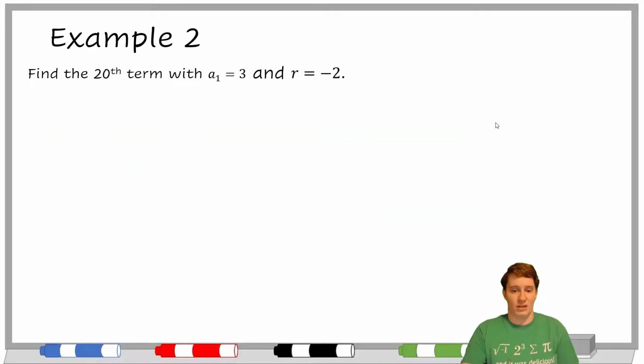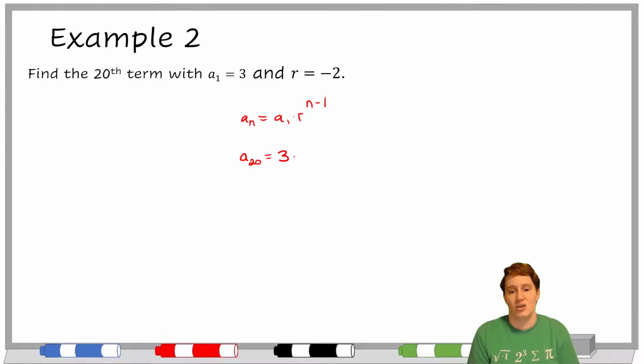All right, so example 2, and I've got a couple examples that are the same format here. Example 2: find the 20th term with A1 equals 3 and R equals -2. Now this is a situation where I would not want to find all 20 terms. Personally, I would not. So we're going to use that formula from earlier: AN equals A1 times R to the n minus 1, because we know the first term, we know the common ratio, and we know n because we're trying to find the 20th term.